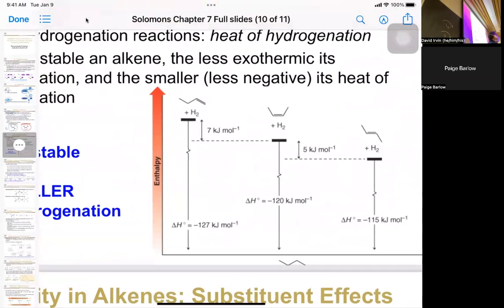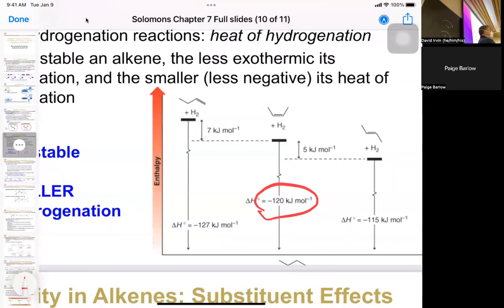So if we just looked at that heat of hydrogenation, the change in enthalpy of our hydrogenation, and we looked at our terminal alkene first, it's about 127 kilojoules per mole of heat given off. But if we could take that terminal alkene and move it to a cis alkene, a Z alkene, it actually doesn't take as much. It only liberates 120 kilojoules per mole. That means it gave off 7 kilojoules per mole less heat. So it was 7 kilojoules per mole more stable.